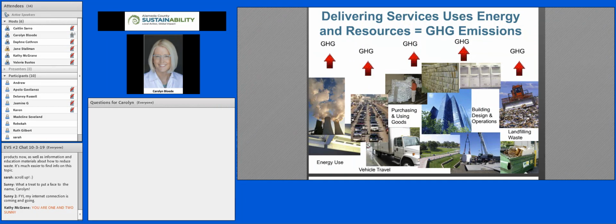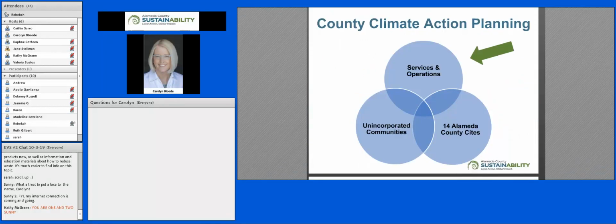So the irony is that while we're doing all this work serving the community, we're making the problem worse with our use of energy and resources. We have 9,500 employees located in 130 facilities, and all of that adds up to a significant carbon footprint. So because of that, we decided to develop a climate action plan specifically for county services and operations, and that's what I'm going to talk about today. There are other plans that address the unincorporated communities, as well as our 14 cities in the county.